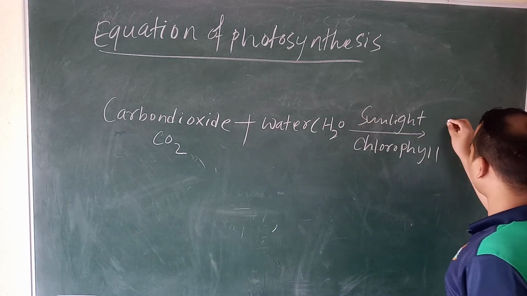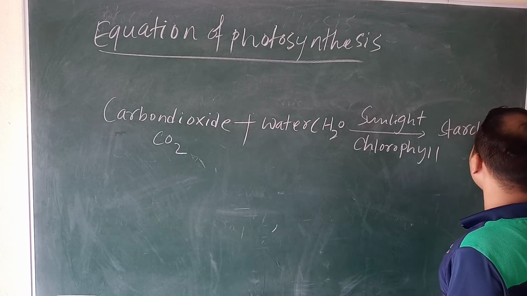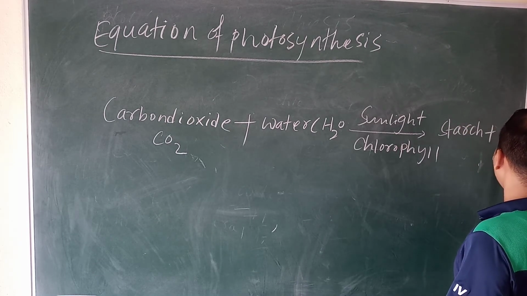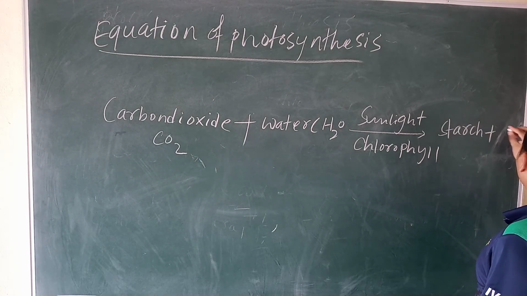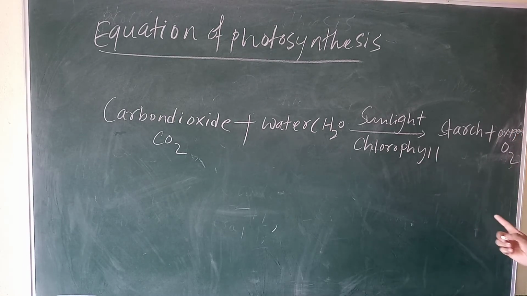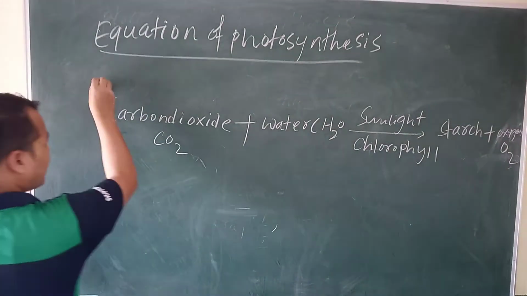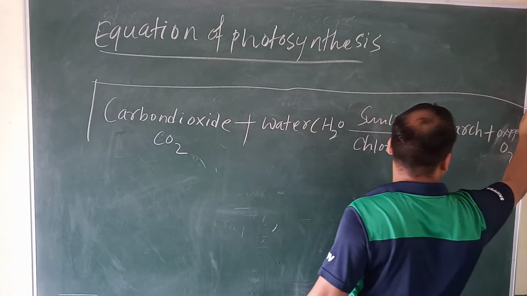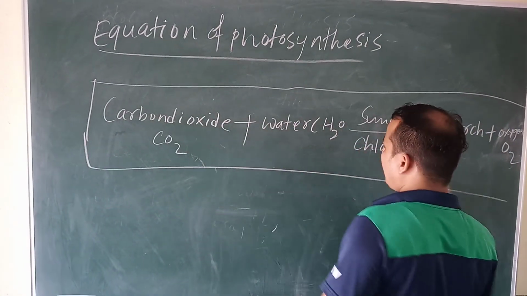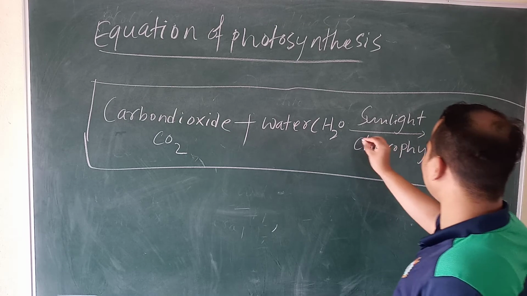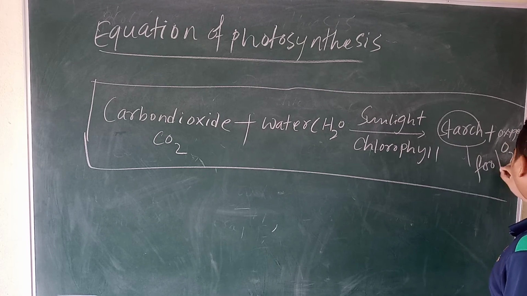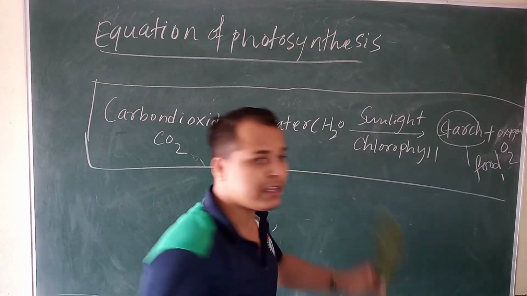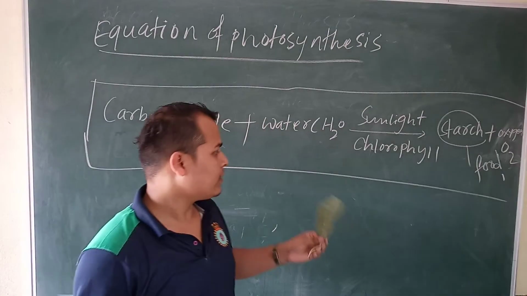It releases starch plus O2, which means oxygen. So first it takes carbon dioxide, then water, in the presence of sunlight and chlorophyll, and it produces starch and oxygen. This starch may be stored in the stem, or it may be stored in the leaves.